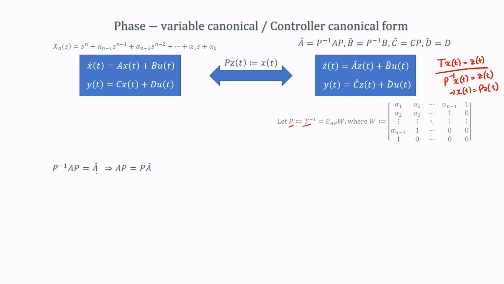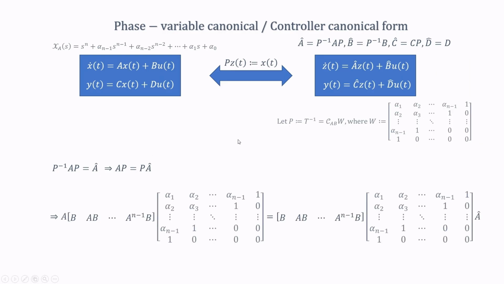Now, what is P inverse A P? I am calling the matrix P inverse A P to be A hat. So, I can write A P is equal to P of A hat. Now, let us try to find out how this will pan out. Our objective is to find out how A hat looks. So, let us start from the left hand side.